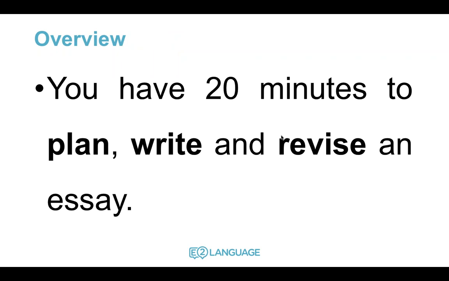You have 20 minutes to plan, write, and revise an essay. We have looked at planning. We have looked extensively at planning, and I hope you took some notes, because it's critical that you plan. The PTE suggests that in your 20 minutes, you spend some time on planning, and I do too. 2 or 3 minutes is all it takes, and all of a sudden, you have direction.